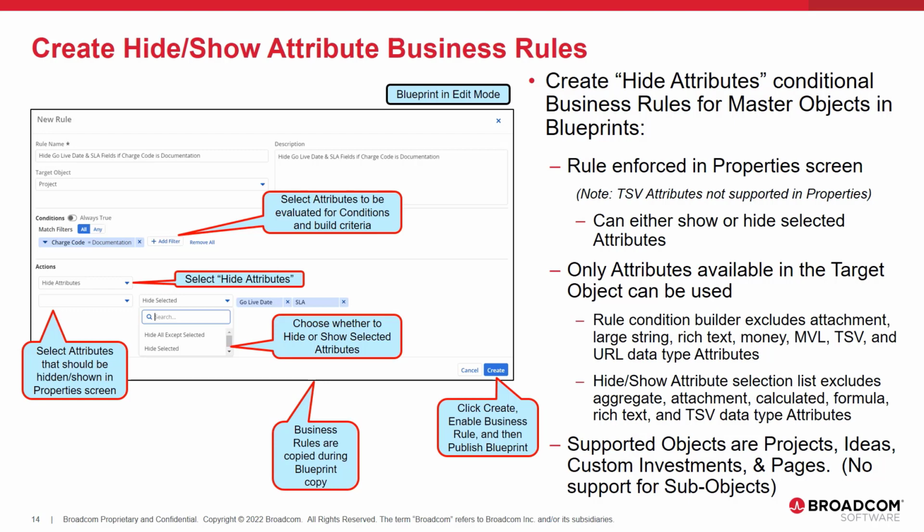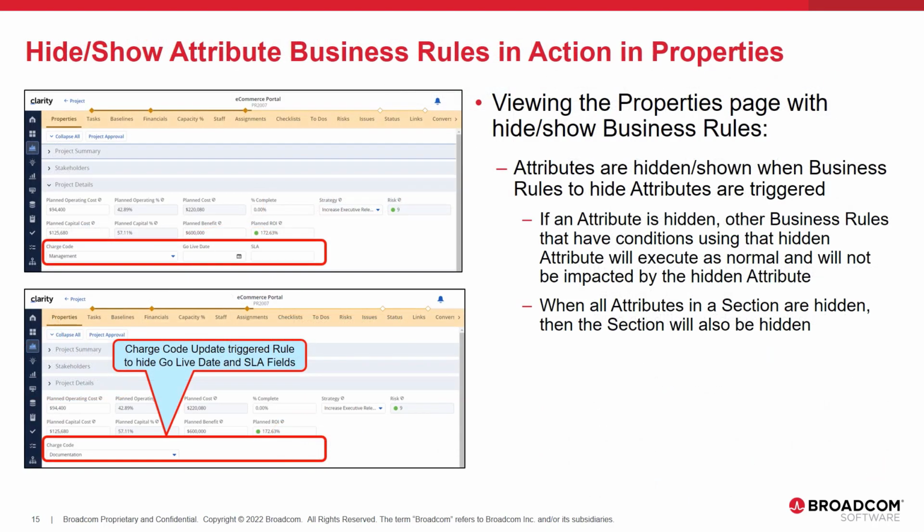And the last thing I want to note is there are some attributes that aren't supported here, and they're more the less commonly used attributes, and they're listed here on this slide. So if we take a look at an example of how we can hide and show these attributes based on business rules, the business rule that I had created in my prior slide was, if the charge code was documentation, I was hiding two attributes, which was the go live date and the SLA.